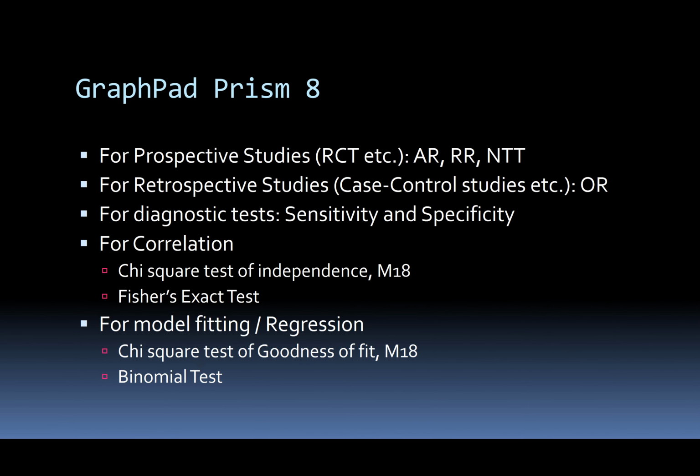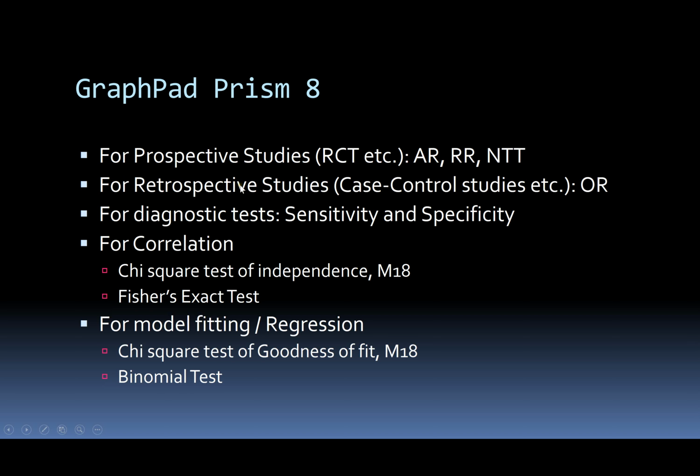In this video, let us continue our discussion on the GraphPad Prism version 8, and how to use this software for prospective studies, including randomized controlled trials. That is for summarizing these prospective studies, the three measures are attributable risk or absolute risk, then risk ratio, and number needed to treat, NNT.